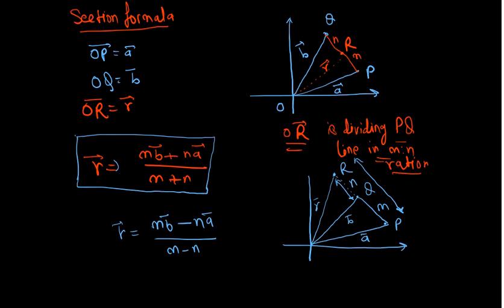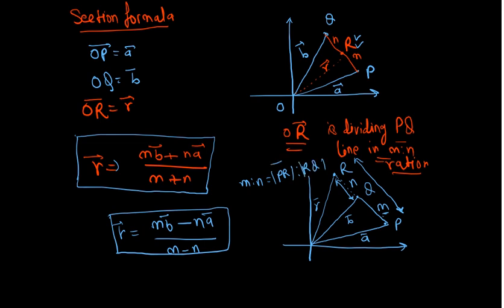So two possibilities are there. R may be in between P and Q, R may be outside P and Q. So never get confused. PR is the M and RQ is the N. So M is to N ratio is nothing but PR is to RQ. Okay, so this is the case. So these are the two section formulas, if asked somewhere, you can follow this.